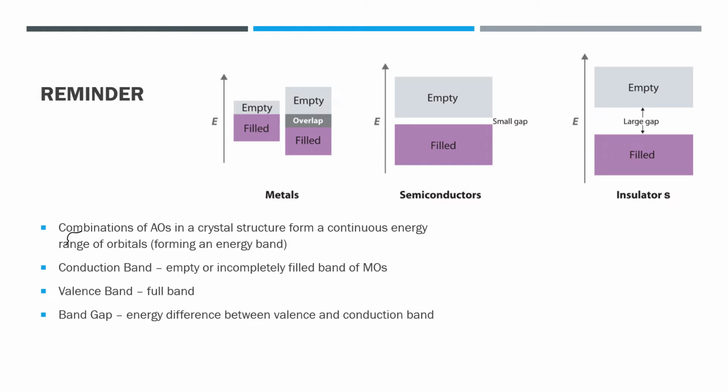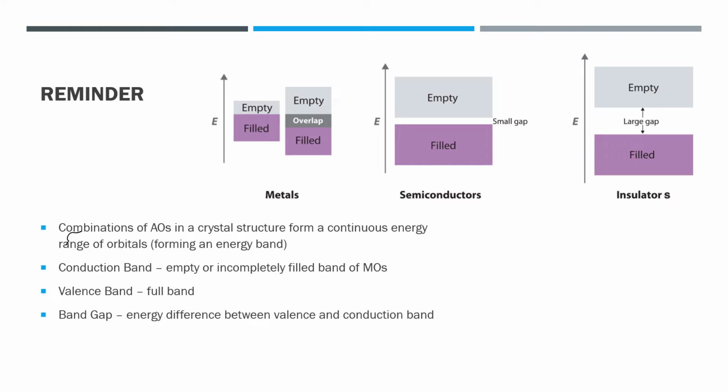And some vocab from last time that you're going to need to know. Conduction band is an empty or incompletely filled band of molecular orbitals. A valence band is a full band, and the band gap is basically the energy difference between the valence and conduction bands, or the range of energy in which there are no bands, right? That's another way of putting it.